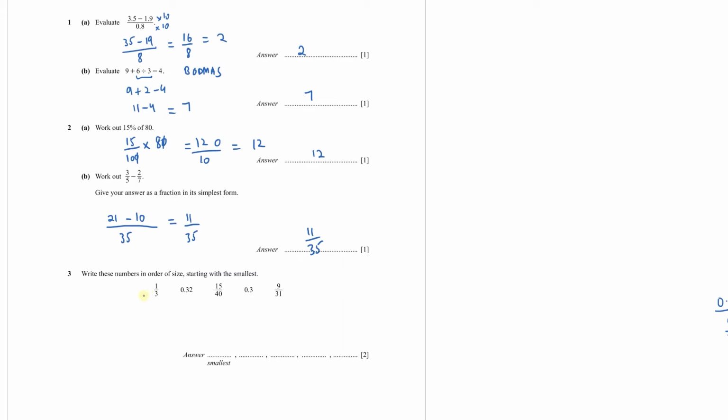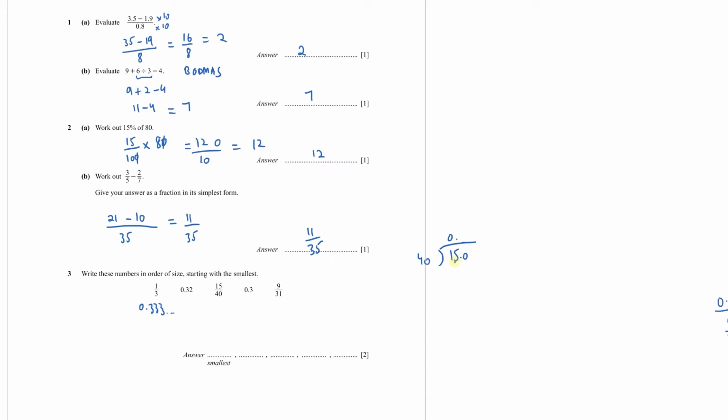So question number 3 is write these numbers in order of size, starting with the smallest. There are some fractions and some decimals. So what we can do is convert these fractions into decimals as well. We know that 1 divided by 3 is 0.3333. 15 divided by 40 will be, I can add the decimal here.